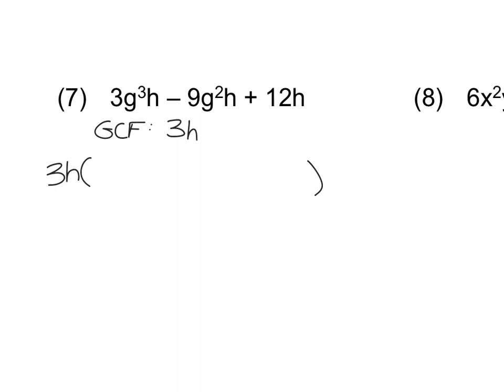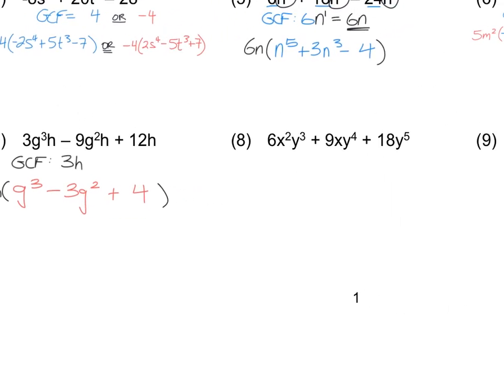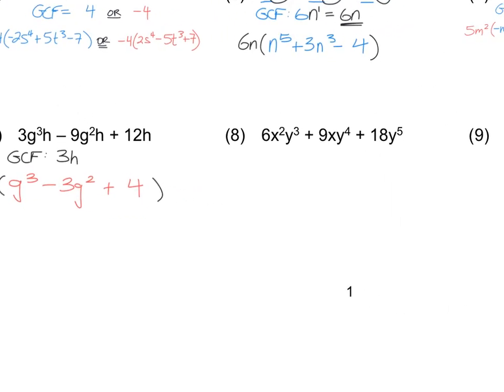All right, so I pulled out a 3H. What am I going to have left inside the parentheses? G to the third minus 3G squared plus 4. Is it right there?